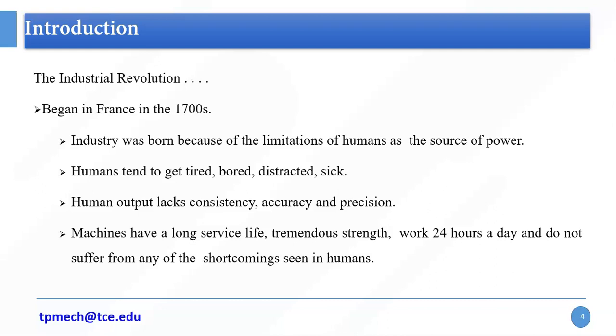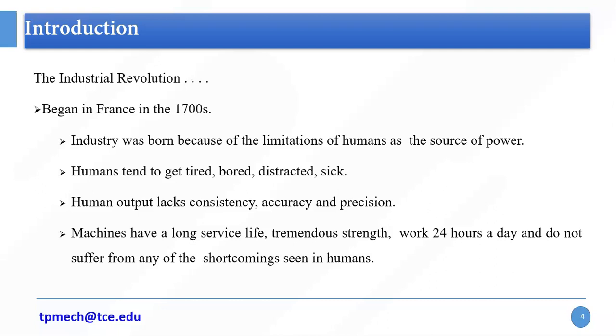Previously, all the processes were done manually, with the help of humans. Humans tend to get tired, bored, distracted or sick. So due to this, human output lacks consistency, accuracy and precision. In order to reduce human intervention, we go with fluid automation.